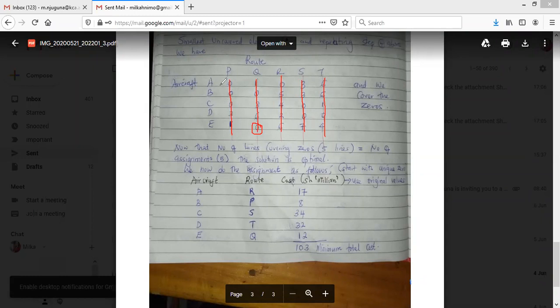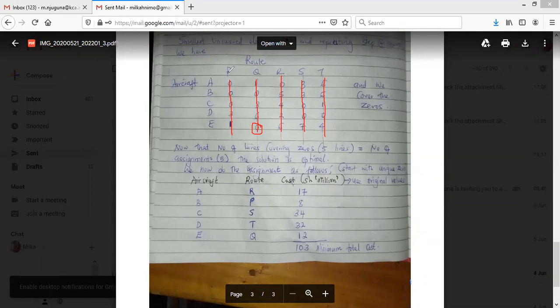for example, aircraft A can be assigned to P and also R. And then you see R is a route to which no other aircraft can actually be assigned. So again, this is some uniqueness depicted in our table. So you assign A to R.